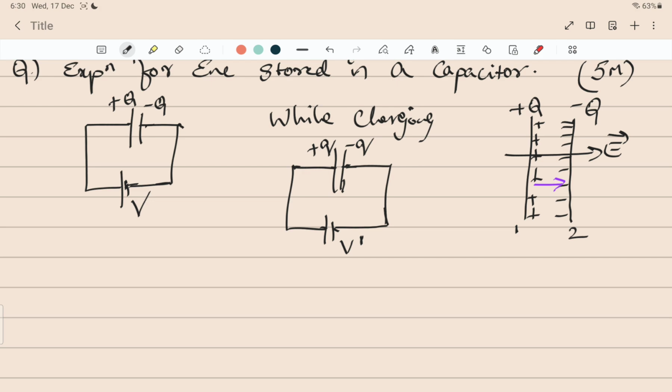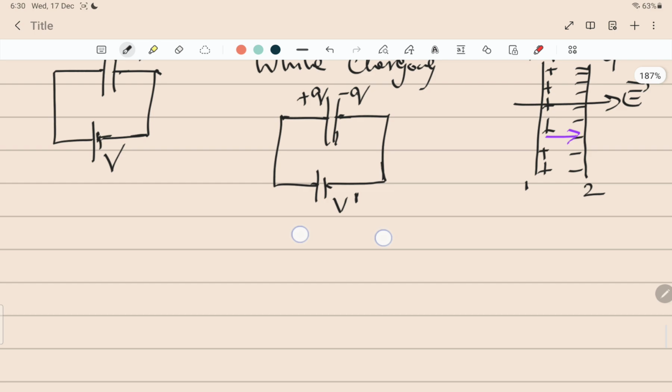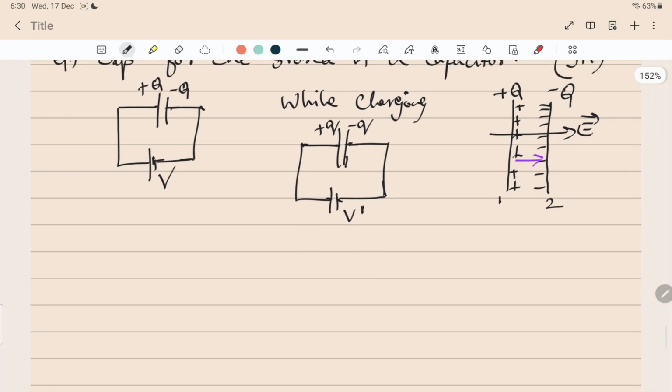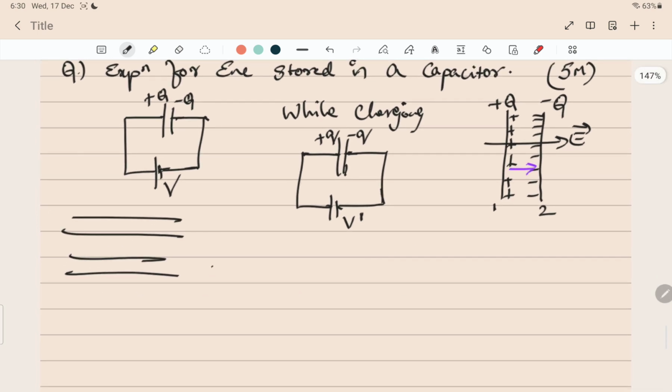So in the intermediate stage while charging, let us say at some point of time the potential is V dash and the charges on the plates are plus small q and minus small q. The transfer of charge happens through small transfers of charge, say dq. With this, I will now give you the initial explanation. You can make a note of it while writing. With these three figures also you can put in the exam.